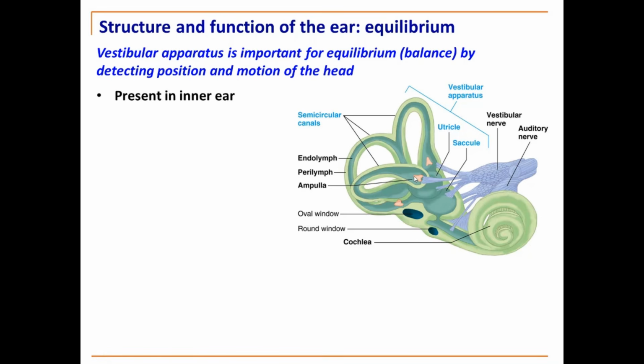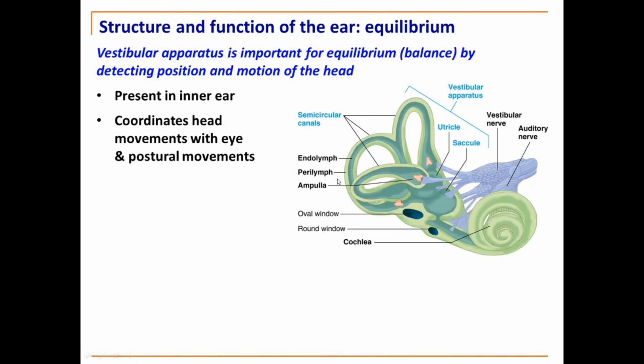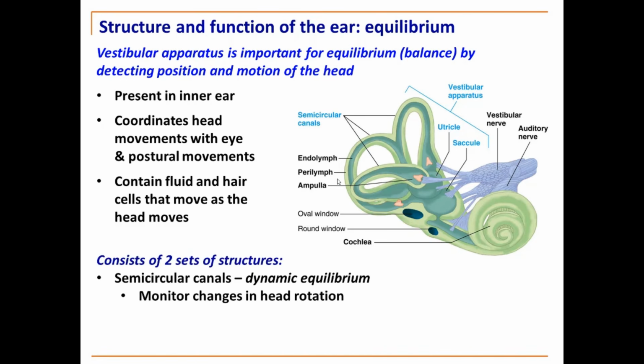This is present in the inner ear, and you can also see in this image, just while I remember, the oval window, the round window, and the cochlea and the auditory nerve, which make up the other part of the internal ear, to do with hearing, of course. So it's present in the inner ear, and it coordinates head movements with eye and postural movements. And it contains, as we talked about, the fluids, so the endolymph and the perilymph, and hair cells that move as the head moves. And as I've already said, it consists of two sets of structures.